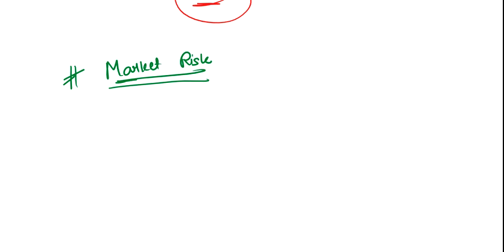Clear? Now give the next heading: market risk. When I talk about market risk, what comes to mind? Interest rate risk, equity risk, foreign exchange risk, inflation risk, correct? Apart from that, model risk, one of the major risks which comes under market risk.